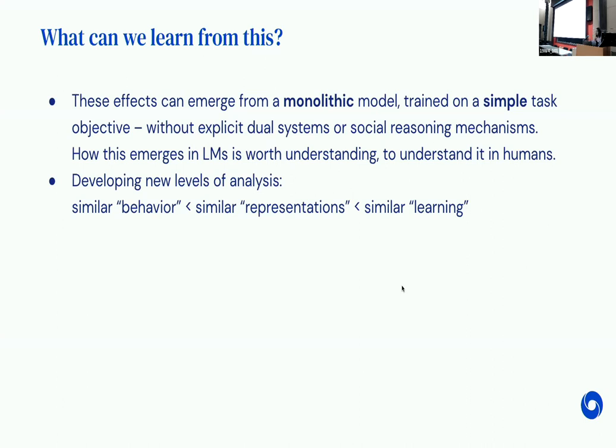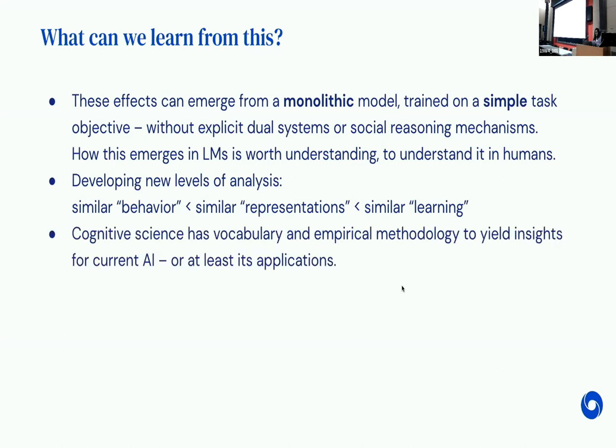So it feels like there's a lot of work to be done in thinking about, when we're comparing a machine and a human, given that the machines might have some semi-cognitive abilities, what level are we actually drawing this parallel at? And overall, this is just a general argument that I think cognitive science does have the vocabulary, the history, and the empirical methodology to start yielding some kinds of insights into current AI, especially given these language models do have some semi-cognitive abilities. And especially given that they're going to start interacting with humans, it's important to understand them from a cognitive perspective.